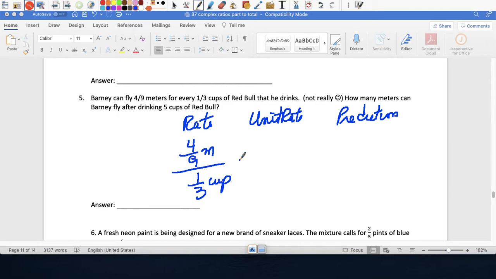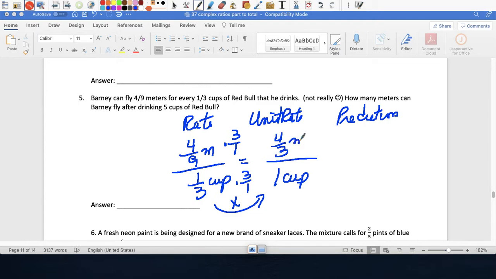So let's change that to a unit rate, I'm sorry. So it can be 1 cup. So what's our multiplier? Times 3/1, times 3/1. We're gonna get here that he can fly 4/3 of a meter with 1 cup of Red Bull.